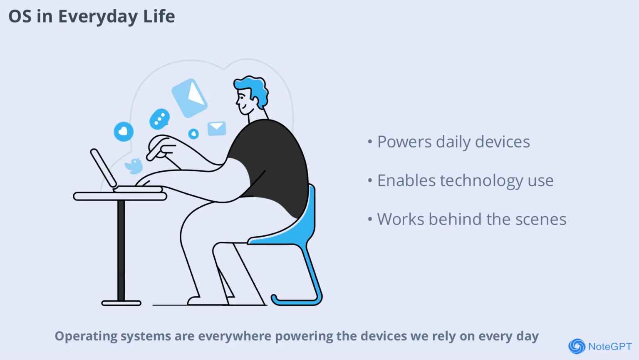Operating systems are everywhere, powering the devices we rely on every day. From checking the weather on your phone to streaming music on your laptop, the OS is working behind the scenes to make technology accessible and reliable. Understanding how OSs work helps you get the most out of your devices and stay safe online.